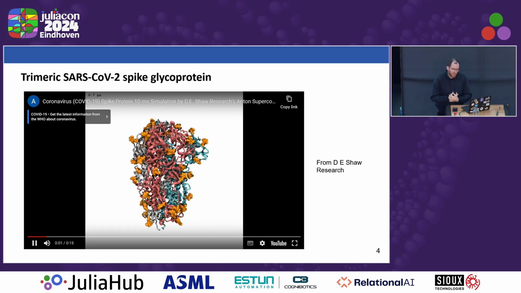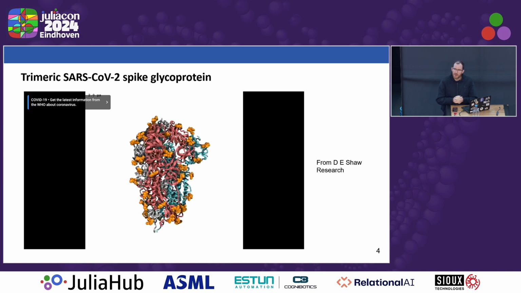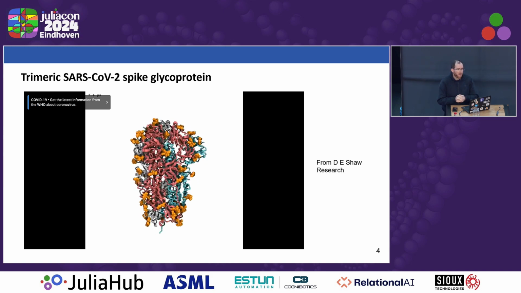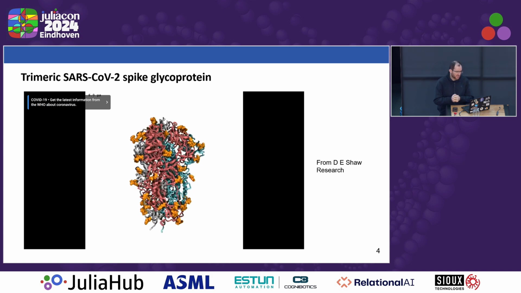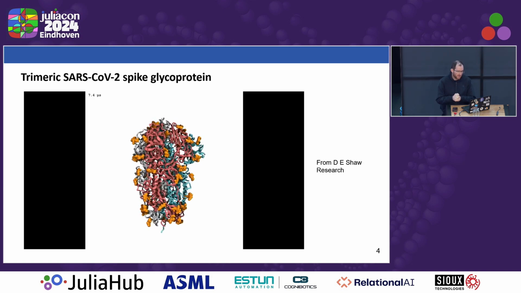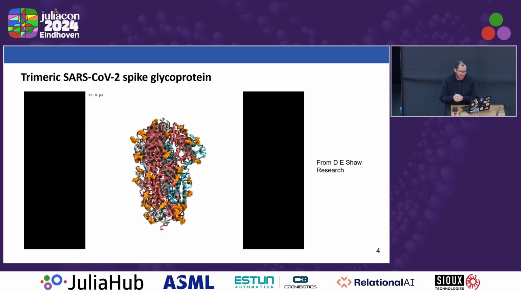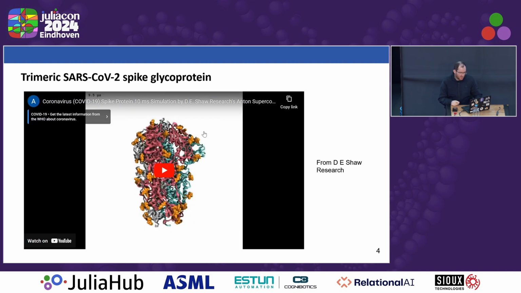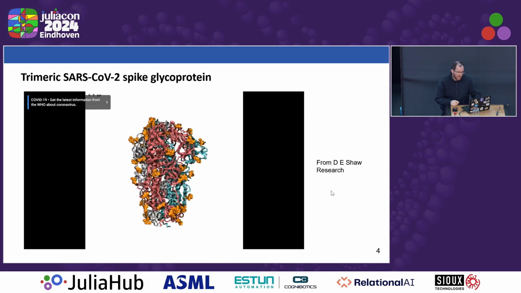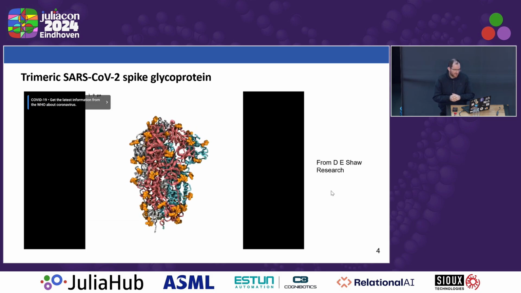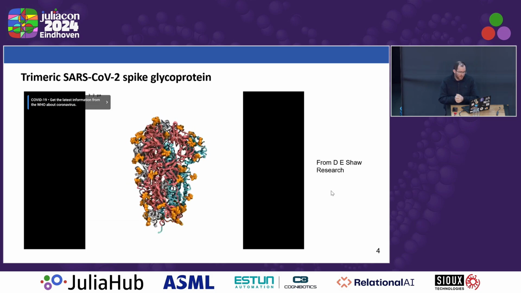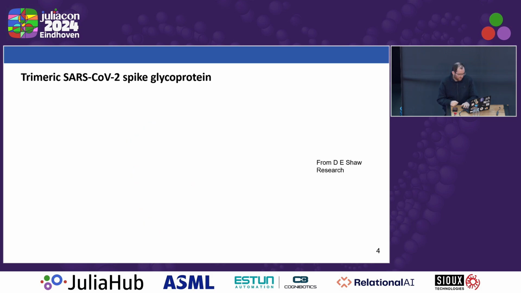Another example from DE Shaw Research, so they have this amazing purpose-built hardware called Anton, which allows accelerated molecular dynamics. And you can see here the SARS-CoV-2 spike glycoprotein, which is a large protein complex where some residues are glycosylated, so they have sugar groups attached, and you can see those vibrating around. And again, this gives us insight into how these proteins work.